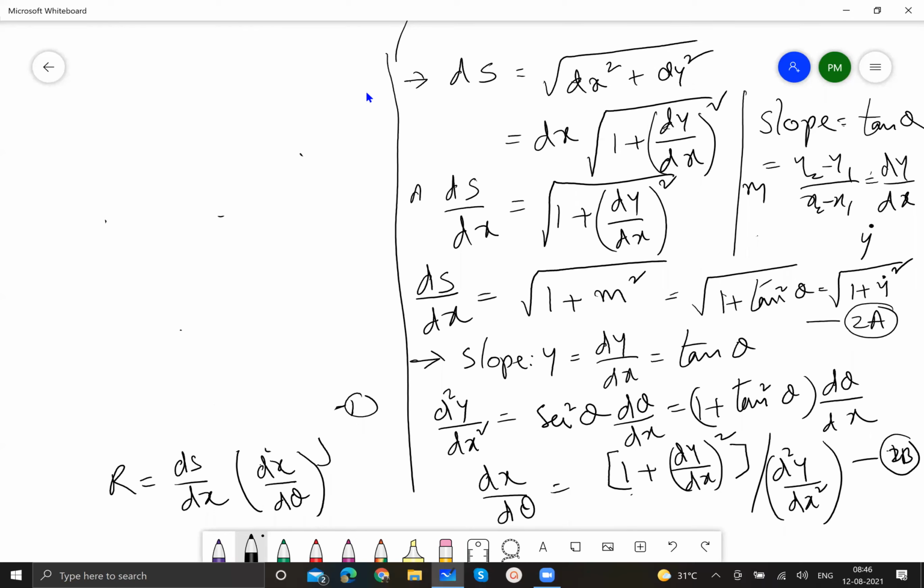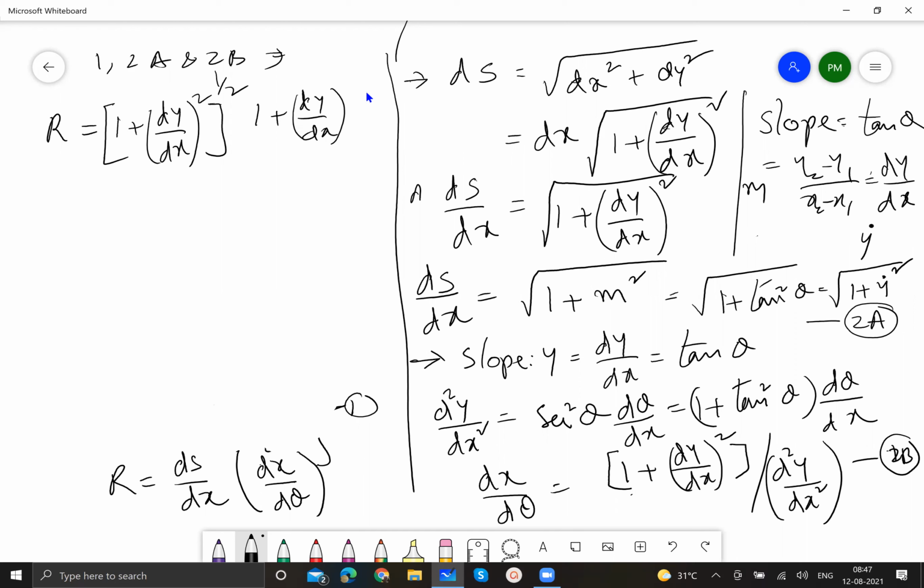So we'll get finally this 1, 2a and 2b, which finally imply the radius of the curvature of the circular path. Yes, ds by dx we have 1 plus dy by dx whole square, of course to the power of 1 by 2, then into dx by d theta. This is 1 plus dy by dx whole square by d square y by dx square.